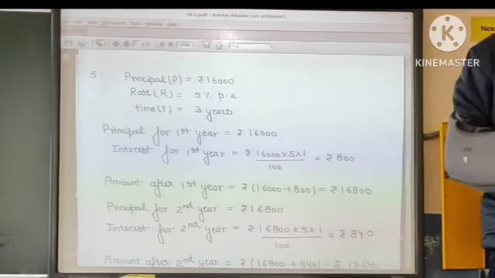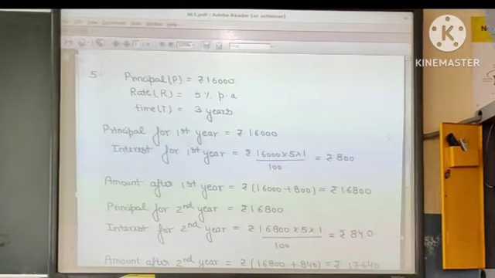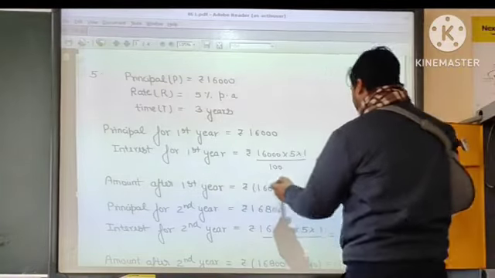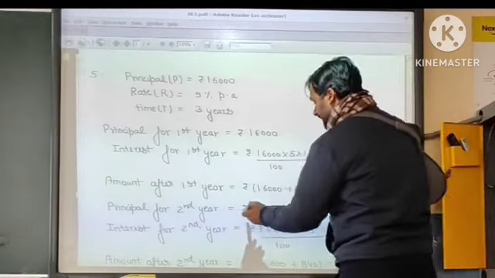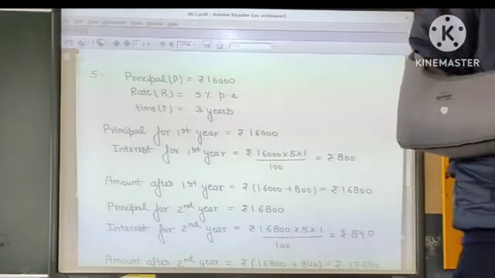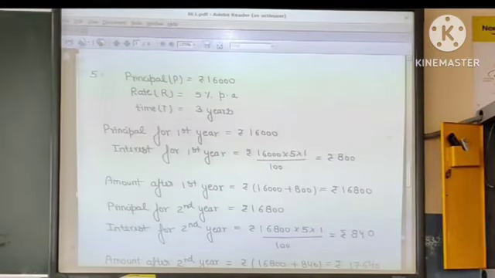Now the interest after first year is added to the principal. The interest of first year added to the principal becomes the amount for the first year, and the amount for the first year becomes the principal for the next year. So the amount for the first year is 16,800. Now the principal for second year is 16,800. That means the amount after first year will always be the principal for the next year. Is it clear to all?